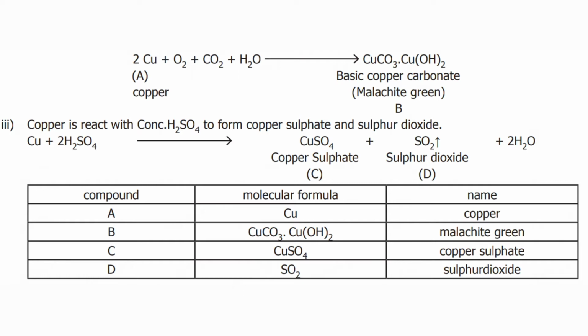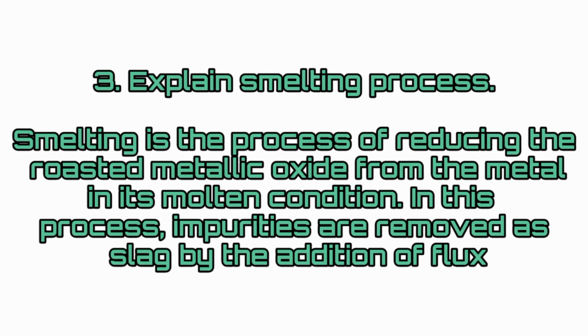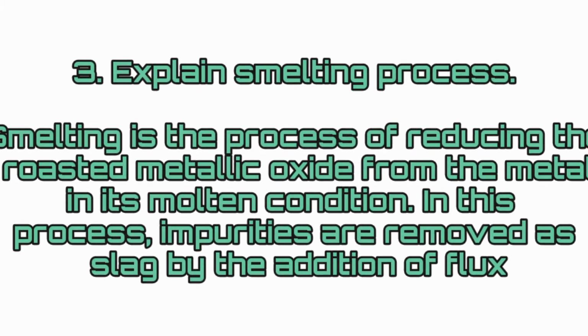Compound A, molecular formula Cu, name copper. Compound B, molecular formula CuCO3.Cu(OH)2, name malachite green. Compound C, molecular formula CuSO4, name copper sulfate. Compound D, molecular formula SO2, name sulfur dioxide. Third question, explain smelting process. Smelting is the process of reducing the roasted metallic oxide to the metal in its molten condition. In this process, impurities are removed as slag by the addition of flux.